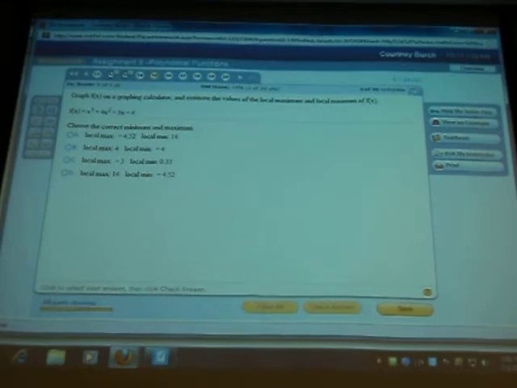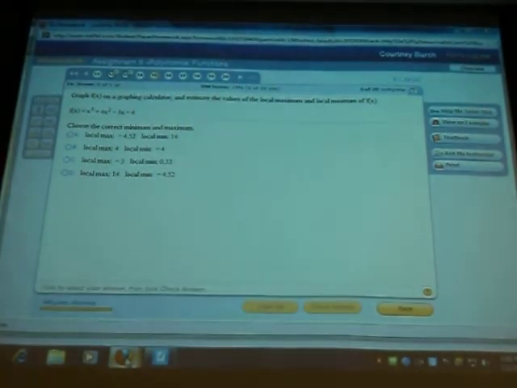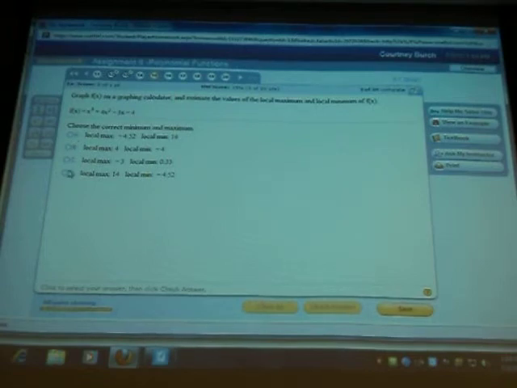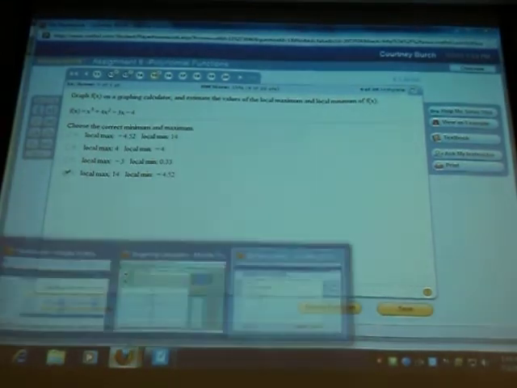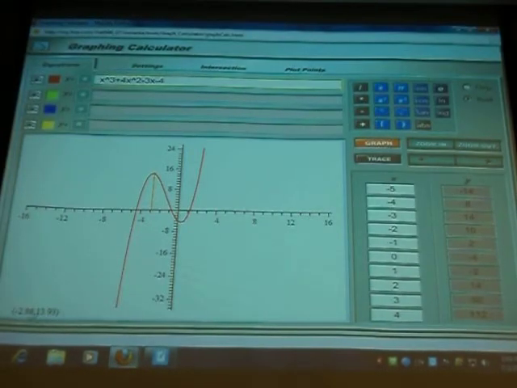it only wants the y values because the actual maximum or minimum of the function would be the y value, the height of that point. So it looks like my local max was about 14, and then the local min, well, I only have one local max that's right, so the local min I don't really even need to do. My local max was about 14 down here.